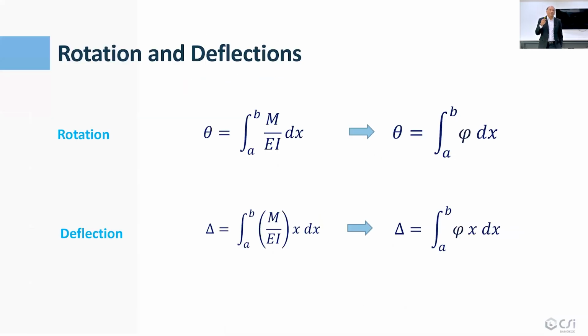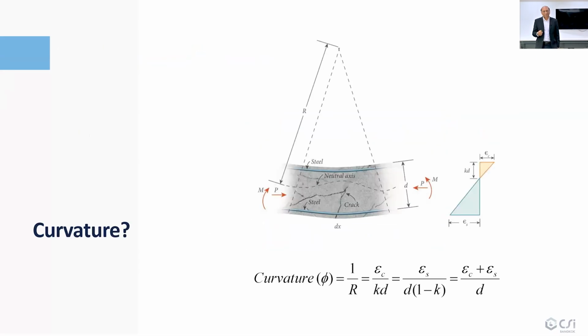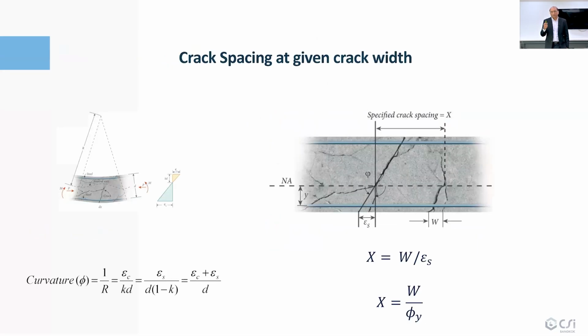Because now we have curvature, we can determine the rotation and we can also determine the deflection. That's one of the biggest applications of moment curvature, because curvature can lead to rotation, rotation can lead to deflection, and rotation can also lead to stiffness used in nonlinear analysis, because we can create moment rotation hinges that we can use later. We can also determine the crack spacing and crack width because we know the strain, and if we fix the crack spacing, we can determine the crack width and vice versa.